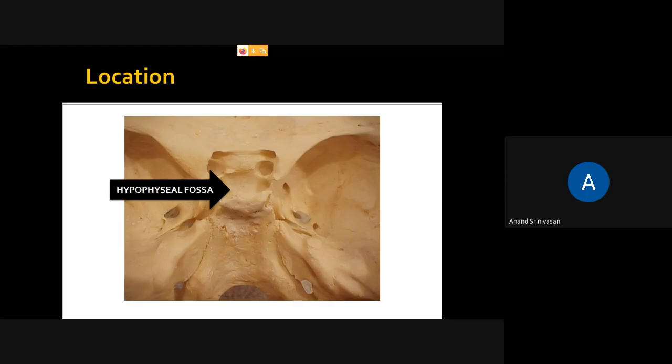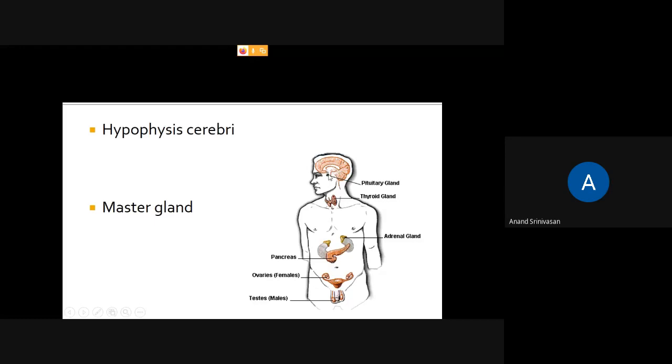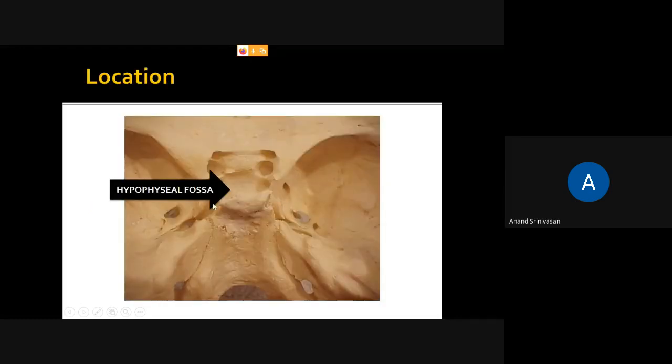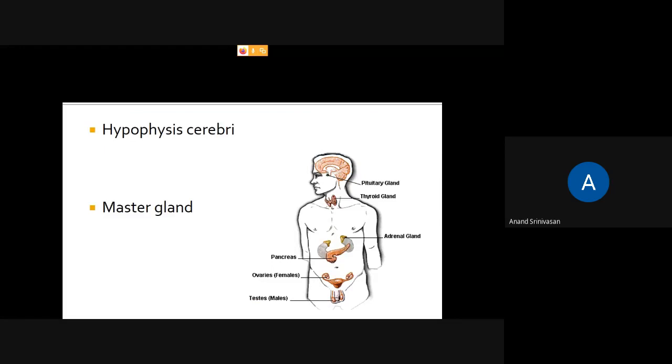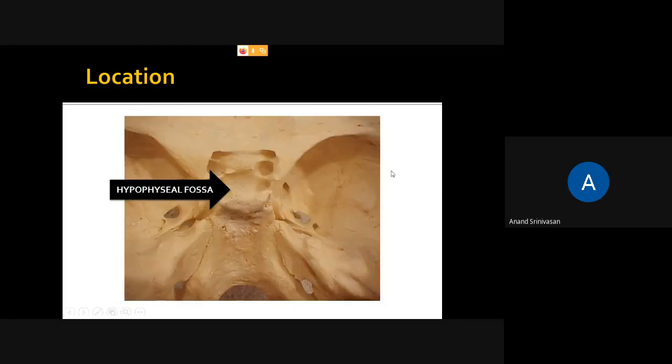The pituitary gland is located inside the skull, below the brain, as you can see here. It is situated in a separate fossa in the skull. Fossa means a depression, and this fossa is called the hypophyseal fossa, or also the pituitary fossa.